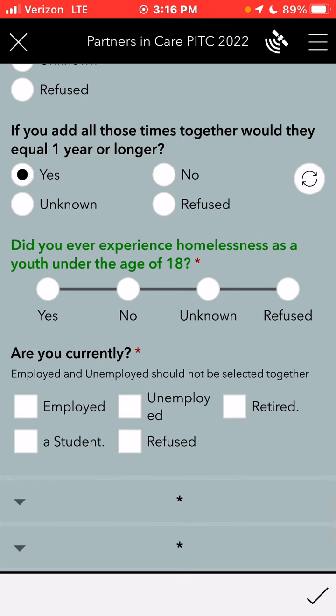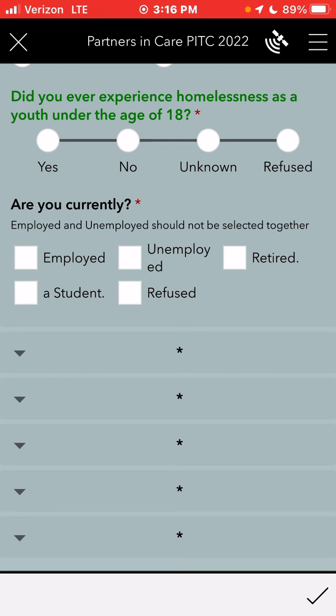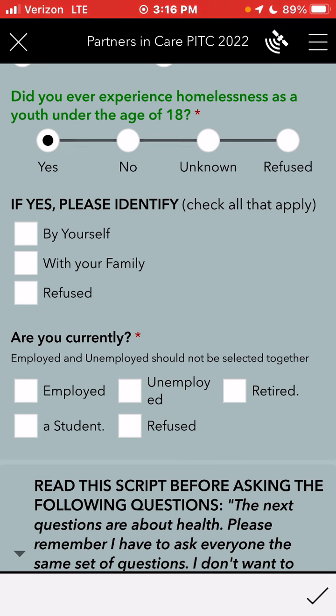Following that, it reads, did you ever experience homelessness as a youth under the age of 18? If you press no, nothing will pop up. However, if you press yes, an additional question pops up. It reads, if yes, please identify, and you can check all that apply. By yourself, with your family, or they can refuse to answer the question.